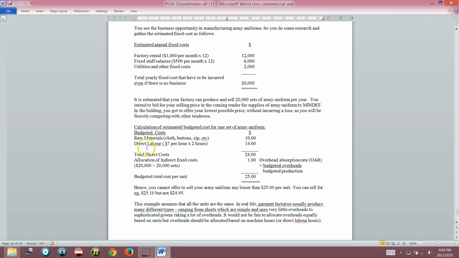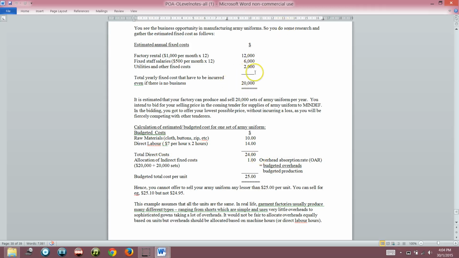Direct labor, same thing. I will only get the hourly rated staff, or the production staff, when there is business. If there's no business, we don't hire them. So this is variable cost. The direct labor I estimate is $7 per hour, and it takes 2 hours for the staff to make one army uniform, for example. So $24 will be my total direct cost, which is my variable cost.